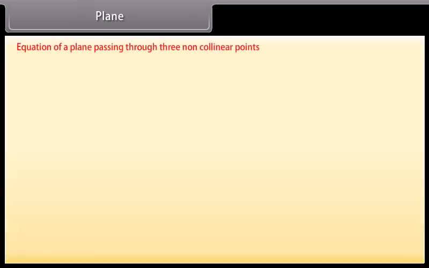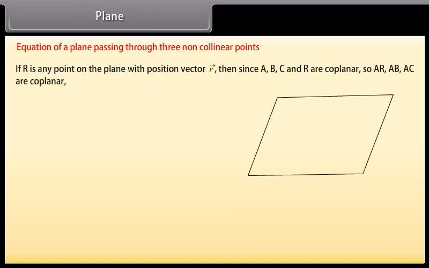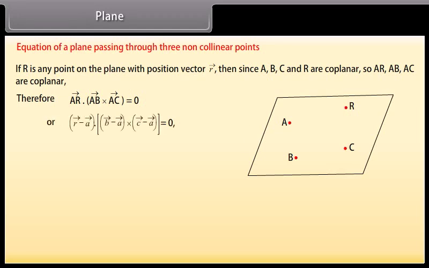Equation of a plane passing through 3 non-collinear points. If R is any point on the plane with position vector r, then since A, B, C, and R are coplanar, AR, AB, AC are coplanar. Therefore, the dot product of vector AR and the cross product of vector AB and vector AC equals 0. Or the dot product of vector r minus vector a and the cross product of vector b minus vector a and vector c minus vector a equals 0.